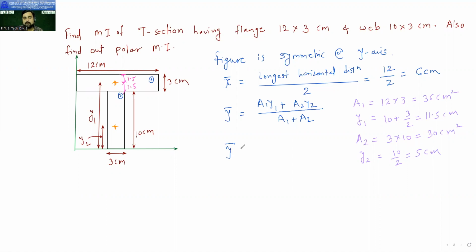What is the value of y bar? All the values are here. 34.18. Can you repeat the answer? 34.18. Okay, so I have got one answer, 34.18. Please check this answer.